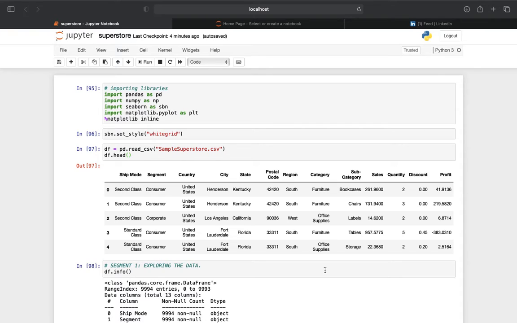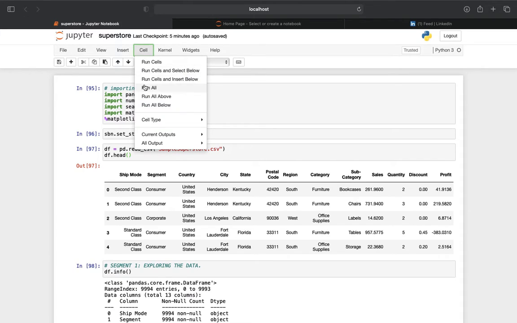This is Harita, and this is my submission for the Sparks Foundation Task 3, the exploratory retail data analysis. I did this in Python using the pandas and NumPy libraries, and matplotlib as well. I'll just run everything once again.